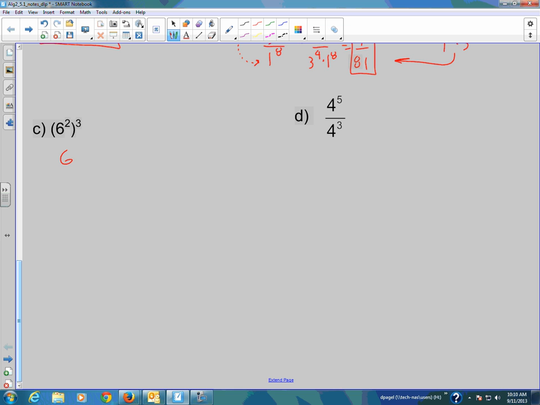We have powers, 6 to the 6th. And if we wanted to take that out, 46,656. On D, we've got a quotient, which means I can subtract the exponents. We get 4 squared or 16.